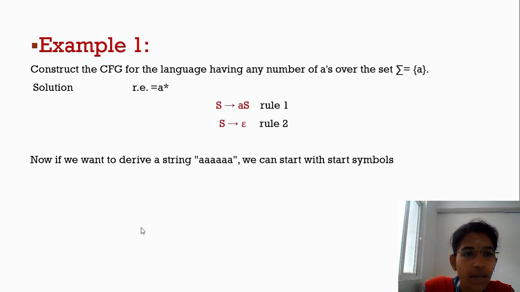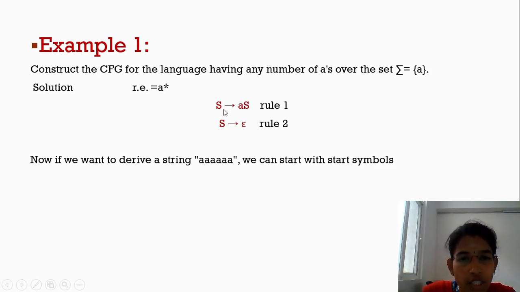See example number 1. We want to construct a context-free grammar for the language having any number of a's. The given language has only the symbol a. By using this symbol, you can generate many strings, but the strings must follow rule number 1 and rule number 2.